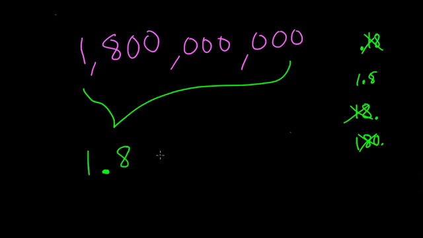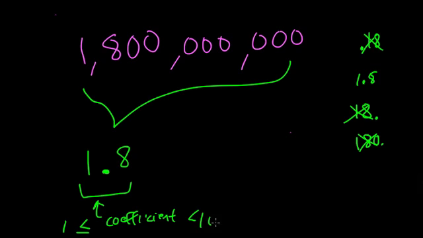So with that said, we're writing this in scientific notation, and that's the first step for me. This first number, the coefficient, has to be larger than or equal to 1, but less than 10. Now, we can't change the number. This should still be 1 billion, 800 million. We don't want to change the number. We're just changing the way we're writing it.